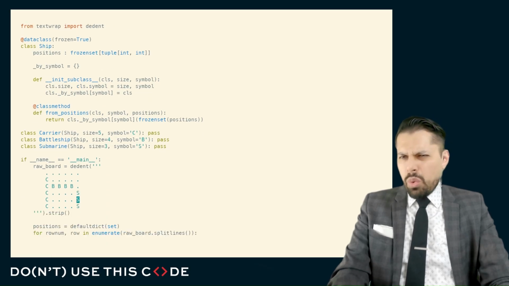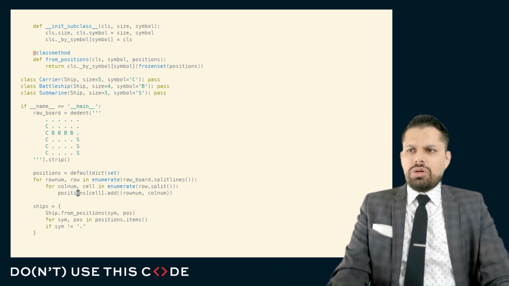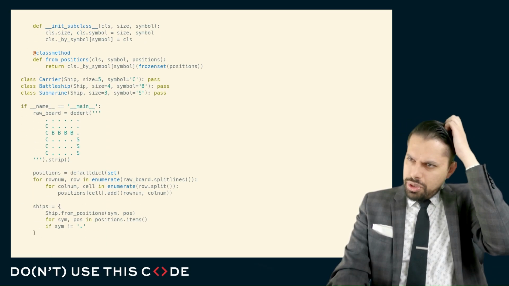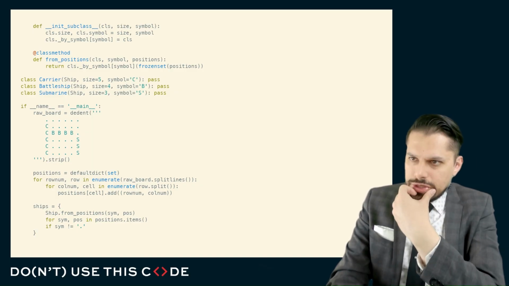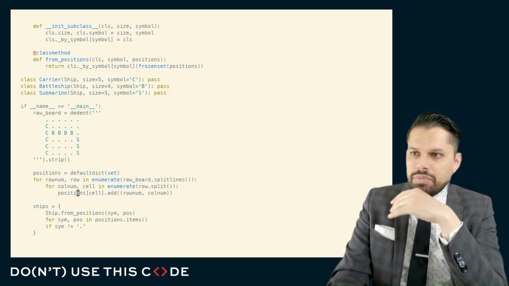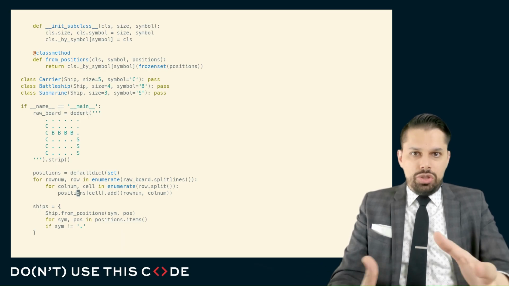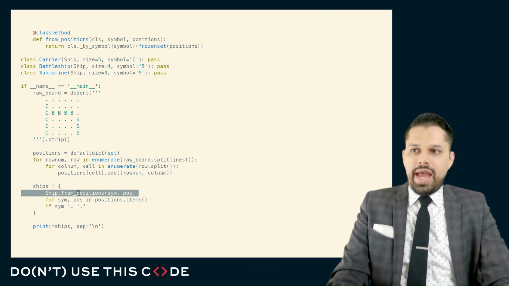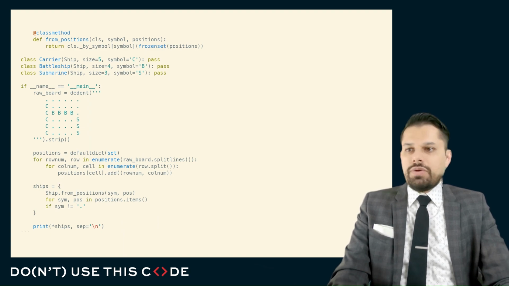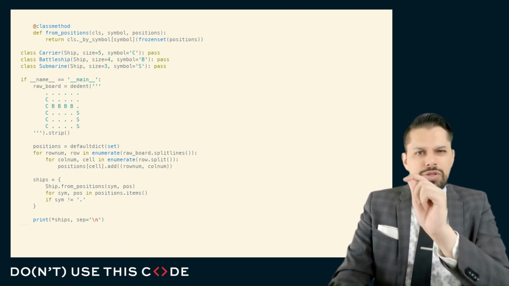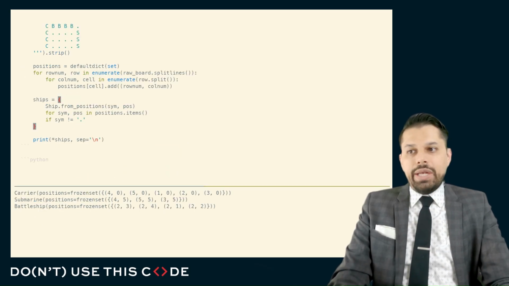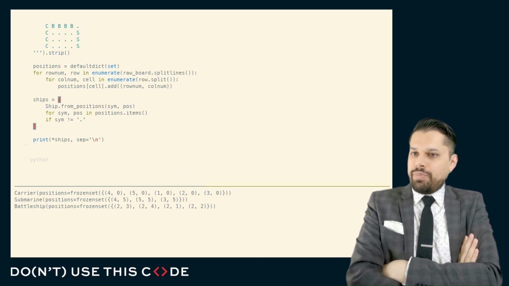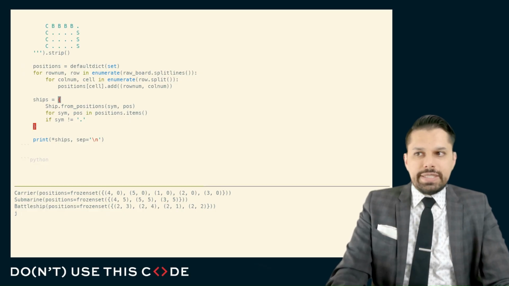Well, from there, the code for parsing this board is actually fairly straightforward. We just need to iterate over the rows, iterate over each cell in each column, collect up each location, row number, and column number with each cell type, and then construct a ship from positions for each symbol and position that we see other than the dot representing open water. And when we do this, we can see our carrier, our submarine, and our battleship represented in this game.